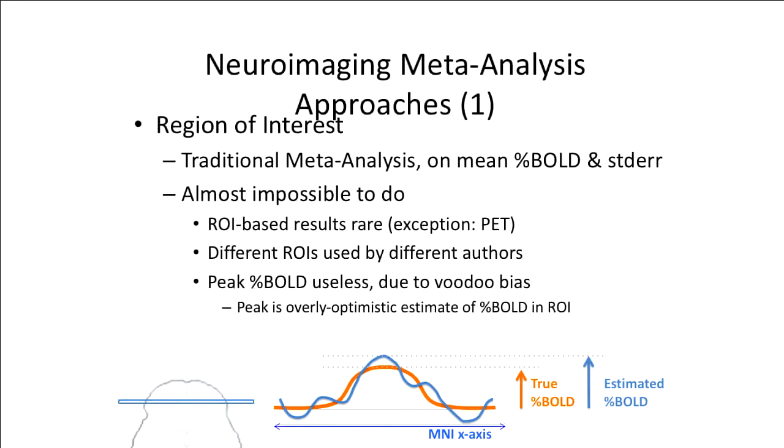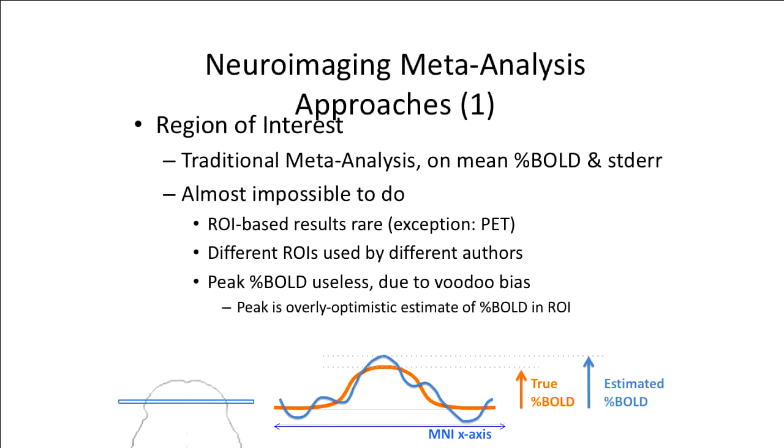So let's start out with the most basic type of analysis in brain imaging, and that's an ROI analysis. Ideally, it would be great if we had ROI analyses that were consistently reported across a large literature, because we could do a traditional meta-analysis on it. We could take the mean, say, BOLD response and standard error. The problem is, in the world of brain mapping, we generally don't just look at one ROI. You might say, well, some studies do report the z-score, and maybe a percent BOLD change at a peak.